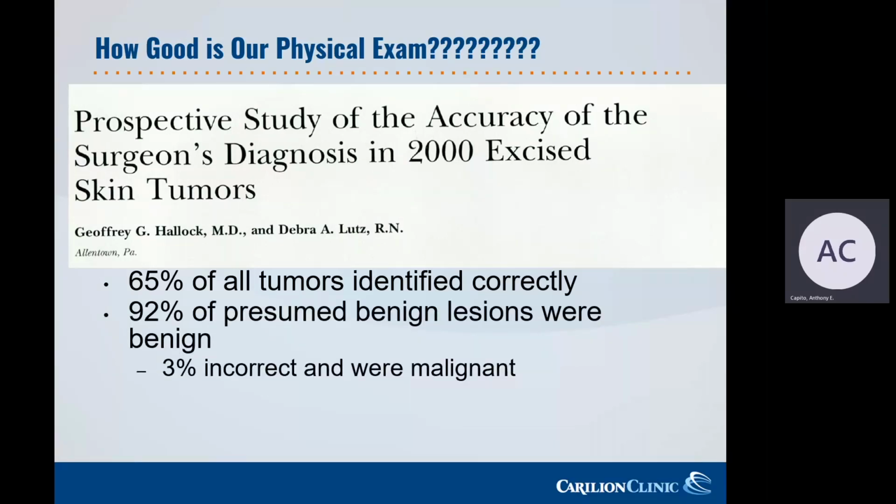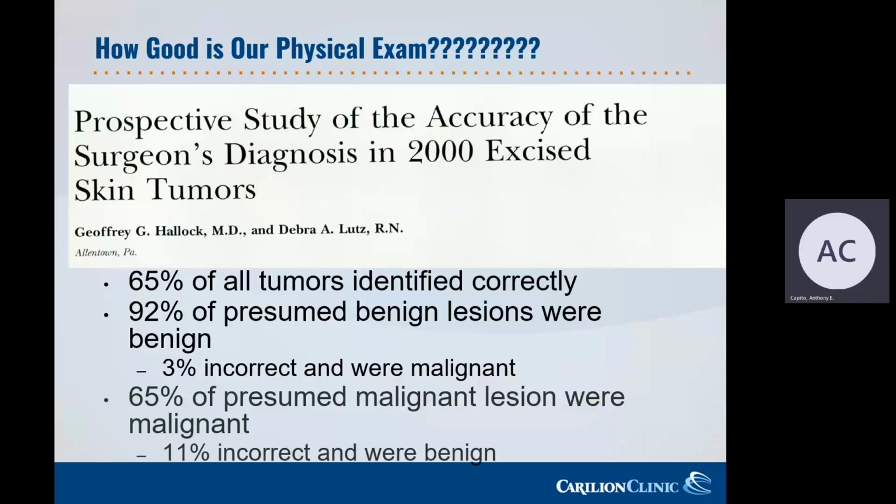The good thing is 92% of lesions that were thought to be benign turned out to be benign, which is pretty good. Only 3% were incorrect and were malignant, which is the worst case scenario, where we don't offer someone treatment and it ends up being malignant. So that happened 3% of the time, or would be in your practice. And then 65% of presumed malignant lesions were correctly identified as malignant.